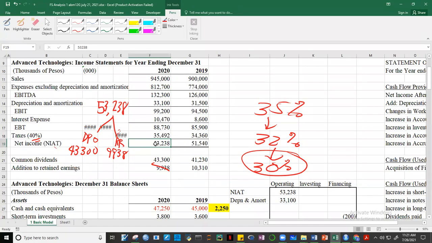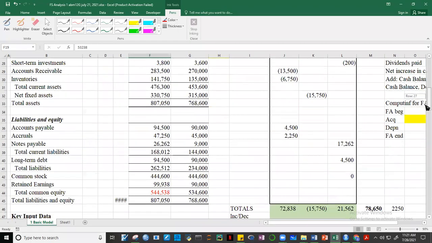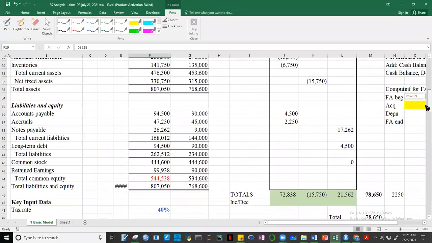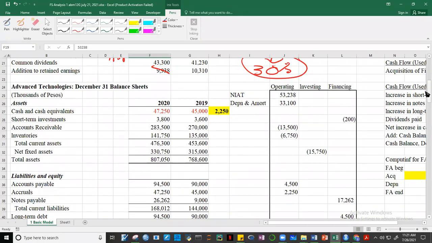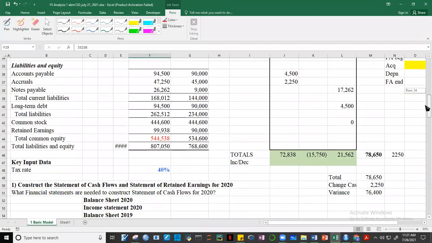See, Advanced Technologies, they issued dividends to the shareholders in the form of cash at 43,000. Now, na-consider na ba natin yan dito sa template natin? Na-consider na ba natin yung outflow na yan? Kasi outflow yan di ba? It's a use of cash. Where here in our template do we find that we paid 43,000?